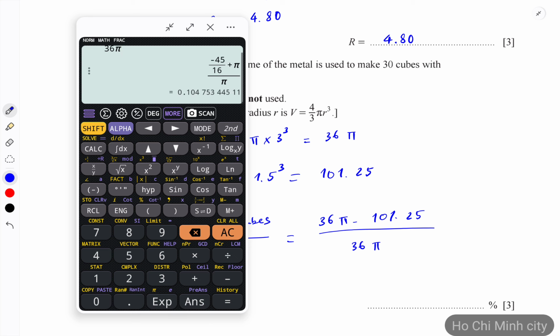All right, so the answer is 0.1048. And then we have to multiply it by 100, so 0.1048 multiplied by 100, we have 10.48. So 10.48% is the correct answer.